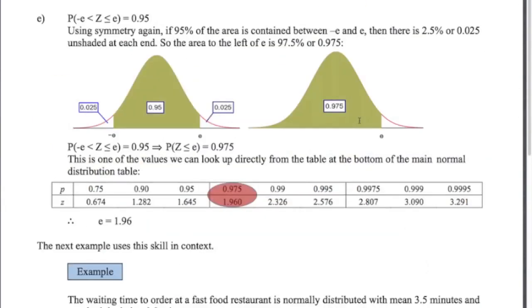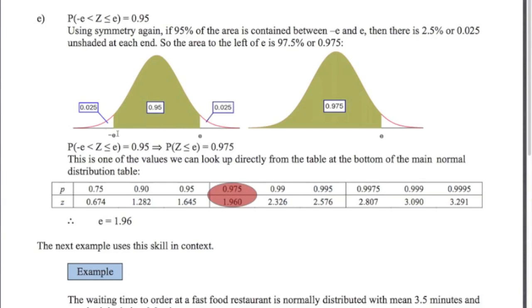Part E asks us to find the probability of z being between two values that are the same, and that probability is 0.95. So we've got some symmetry going on here. Once again, draw a diagram, it makes life really easy. Here's 0.95, or 95% of the area is contained between this value and this value here, which leaves us 2.5% at each end here. So if I look up this value here, so that there and above is 2.5%, it means from there and all the way down will be 97.5%, or 0.975.